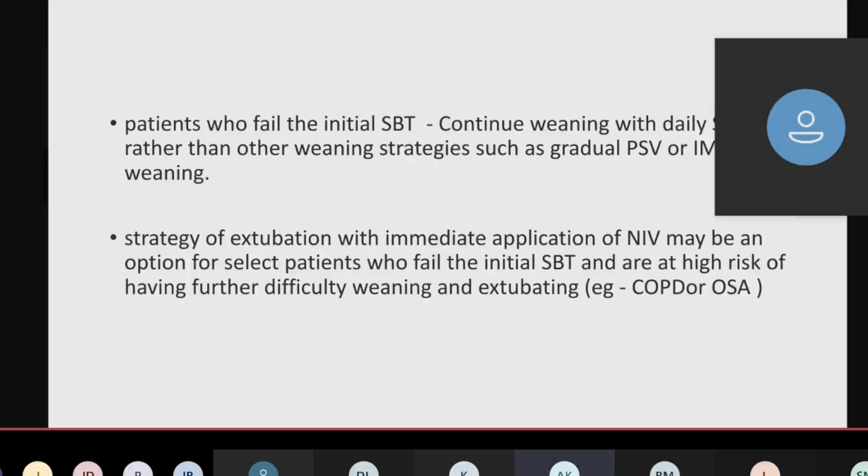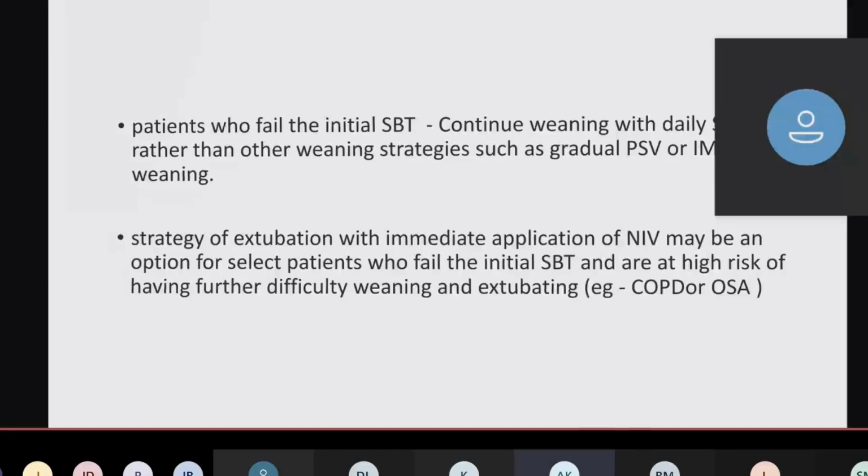And while you wean the patient, there should be a strategy for extubation. Sometimes, you might need to extubate the patient directly through an NIV because they already failed the initial SBT. So whenever a patient fails an initial SBT, you will have to be very careful because the chances of extubation failure are very high.